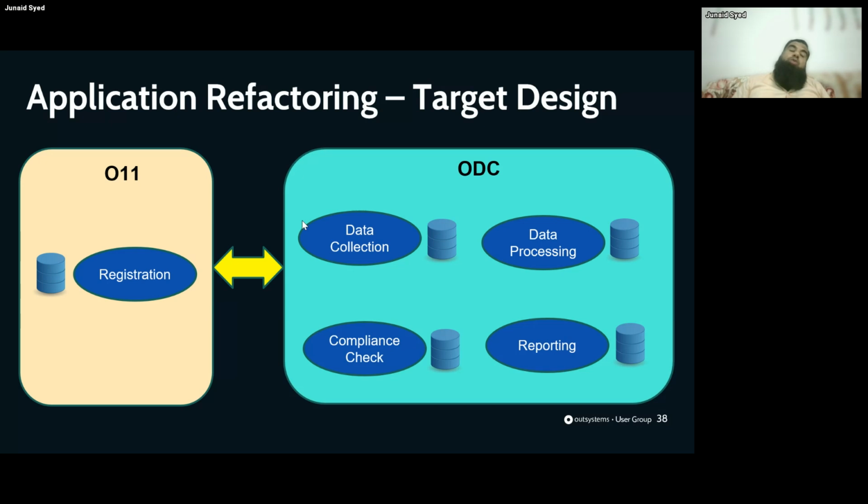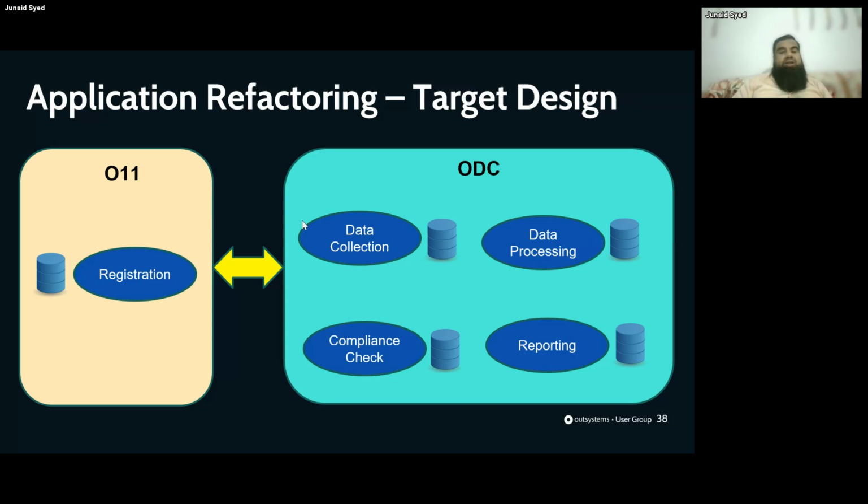migration. So what we wanted to do was keep the registration process in O11, make it common, and then move everything else which was part of the compliance domain to the ODC framework. Now, why we wanted to keep registration in O11 was because there were other domains which wanted to use the registration module, right? So there was no point in moving the registration to ODC and then having the data exchange between O11 and ODC for all those different domains and the registration module. It would complicate things, right?